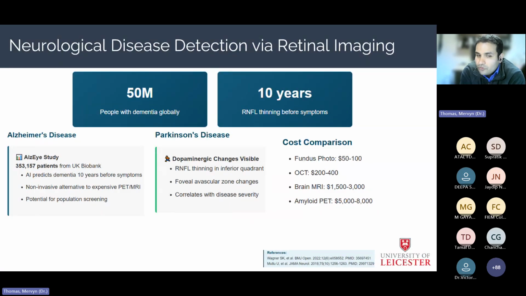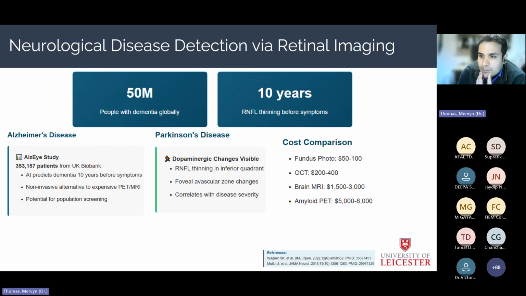This examined more than 300,000 patients from the UK Biobank, as well as other sources within their data set. And they were able to predict dementia a lot earlier, before symptoms arise. And this offers a non-invasive alternative to things like a PET scan or MRI scan. And this therefore has potential for population screening. What you do with that information is a different ethical question that can be debated, but it is something that is currently being heavily researched.